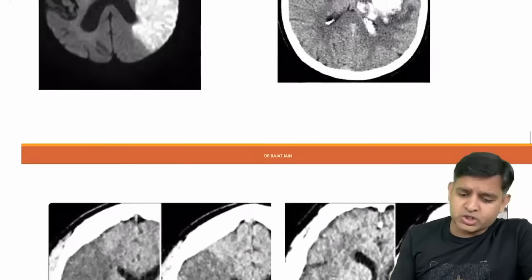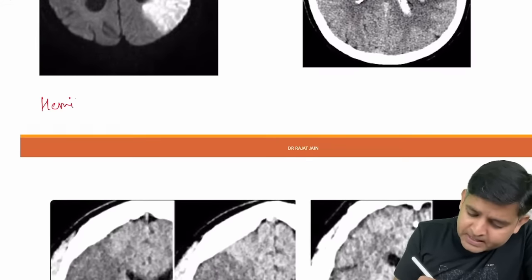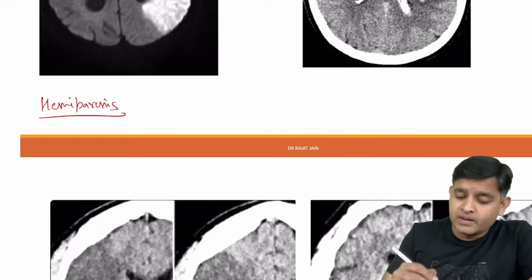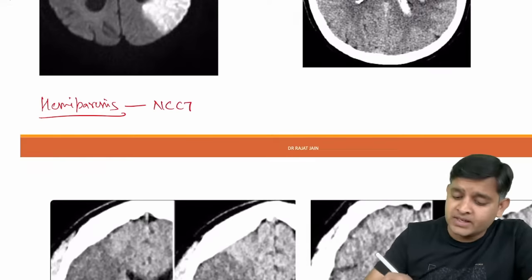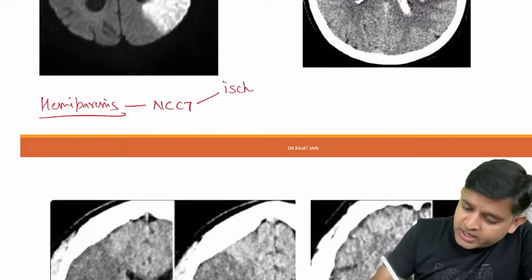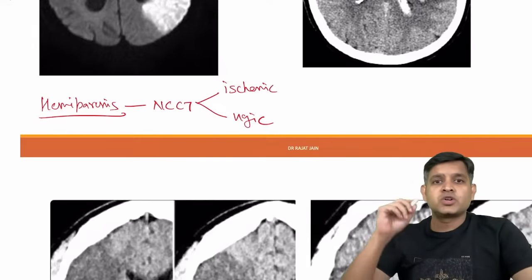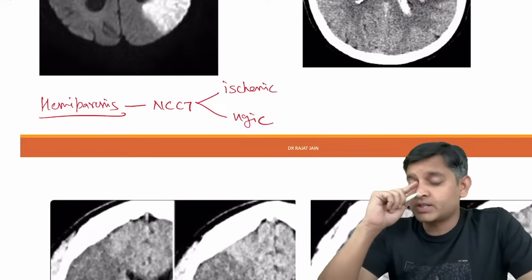अब एक थोड़ी सी छोटी सी थ्योरी देखते हैं. अगर एक पेशेंट आपके पास हेमीपेरेसिस के साथ आया, तो क्या करोगे? The first investigation that you are going to do will be NCCT. Why NCCT? Because you want to differentiate an ischemic stroke from the hemorrhagic stroke. The first investigation that you would like to do is NCCT to differentiate an ischemic stroke from the hemorrhagic stroke.